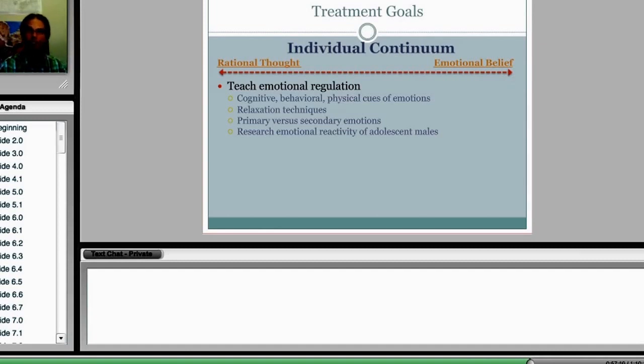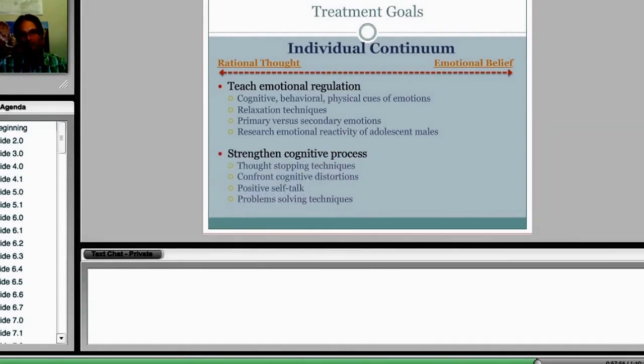So at the individual continuum, again, we want to teach emotional regulation. If someone finds themselves on the emotional side of things, they can be aware of that and know how to calm down by using relaxation techniques and by understanding the difference between primary and secondary emotions. We also present some of the research that helps them understand that being emotional is not inherently a bad thing. I need to learn how to manage it so that I can be intentional even when I'm feeling these strong emotions. That is the treatment goal for someone on the emotional side.